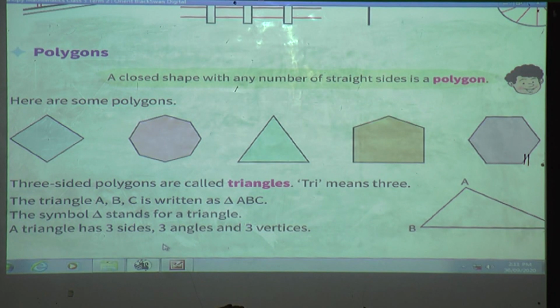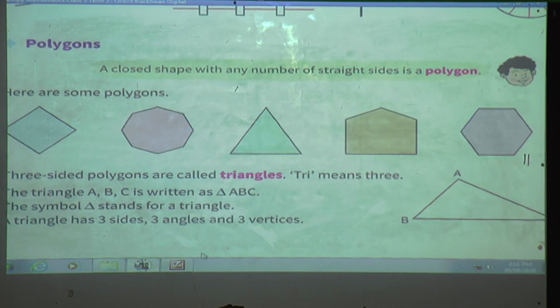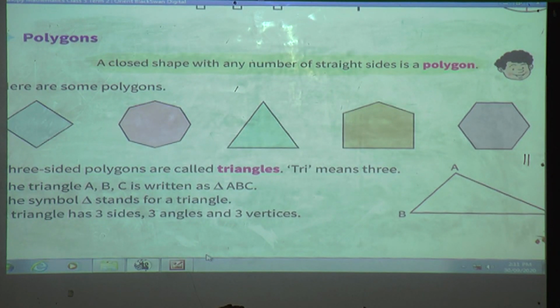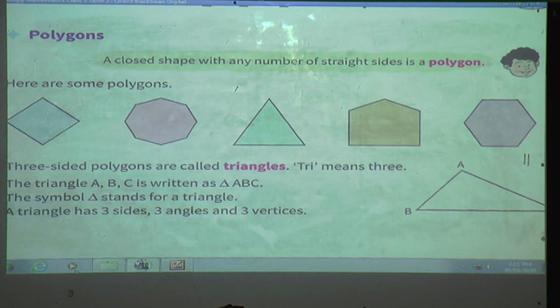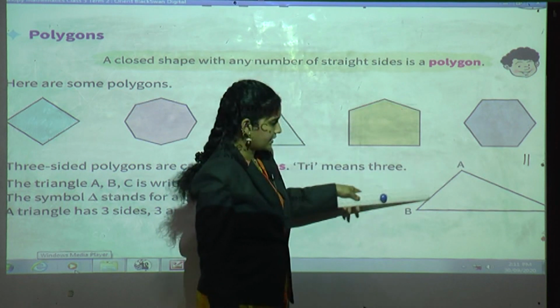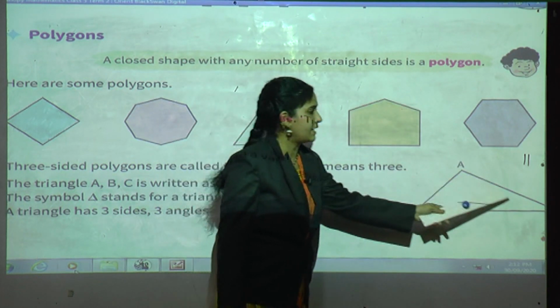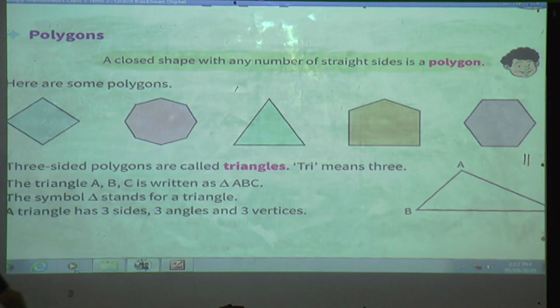Yes, three sided polygons are called triangles. Tri means three. See, three sides polygon. Here are the three sides: side AB, side AC and side BC. So it is called a triangle.